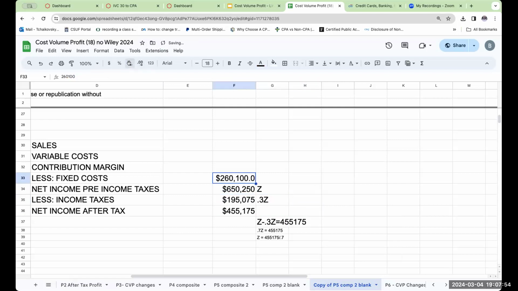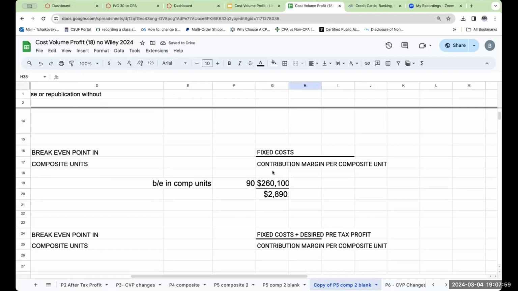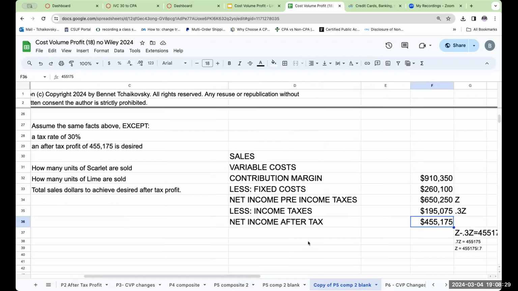So the contribution margin that I'm trying to achieve, before it was just trying to achieve fixed costs. But now it's going to be both of these. So it's going to be right over here, 910,350. This is what I'm aiming for. 910,350 minus 260,100 is going to give me 650,250, minus the 195,075 is going to give me 455,175.